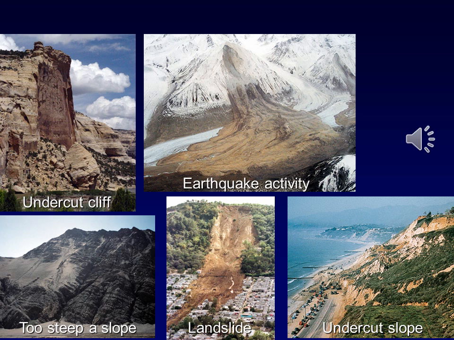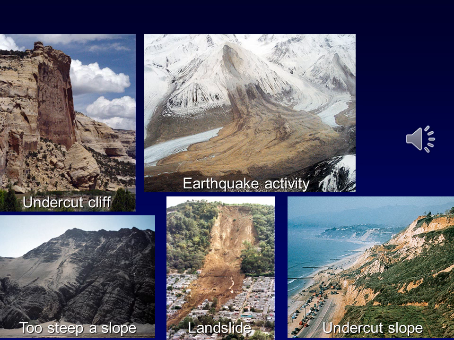Here are several ways that slopes can fail. In the upper left, we've got an undercut cliff. This is from the Yampa River in Utah. The next one over is a landslide that was triggered by an earthquake in Alaska. In the bottom left corner, the slope was just too steep, so it passed its own angle of repose and triggered a landslide.